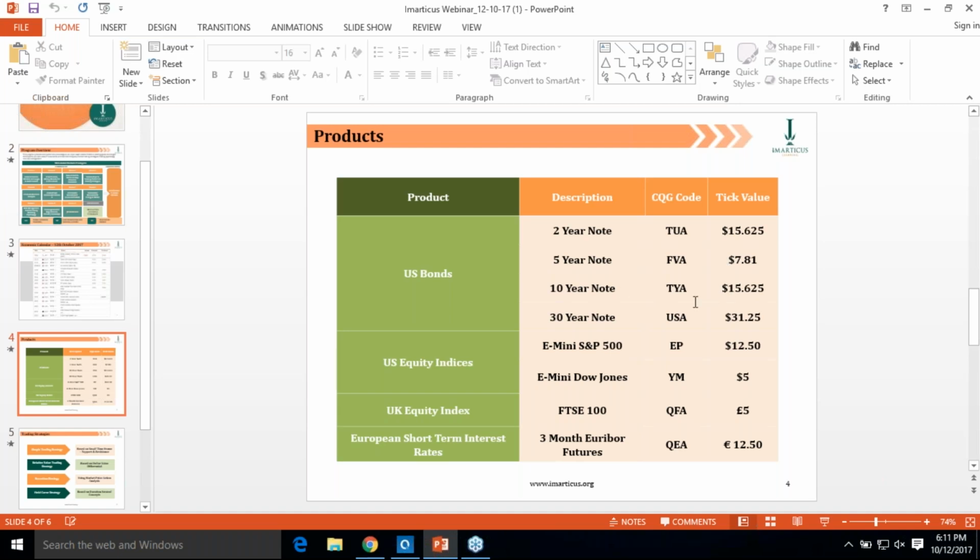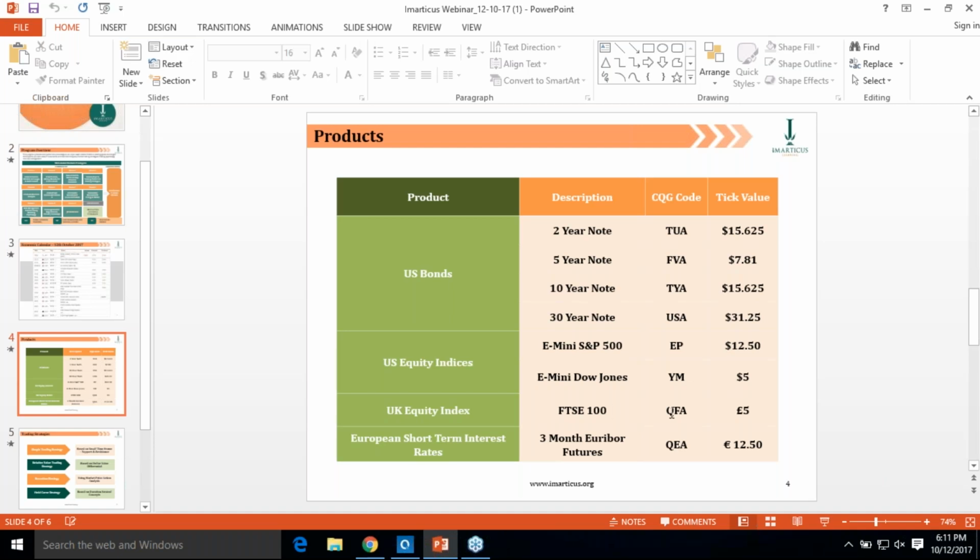The 10-year note is 15.625. We call this a tick value, right? The minimum price fluctuation. And the 30-year note has a tick value of $31.25. E-mini S&P 500 is at $12.50. Dow Jones is 1 full point trading at $5.